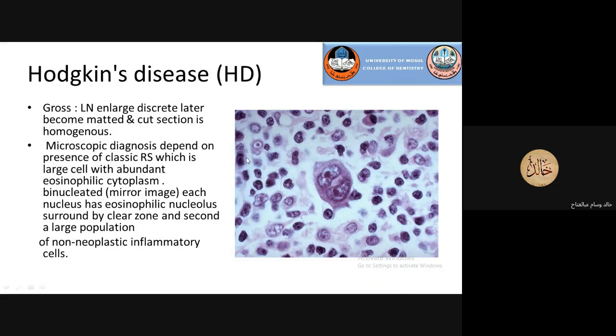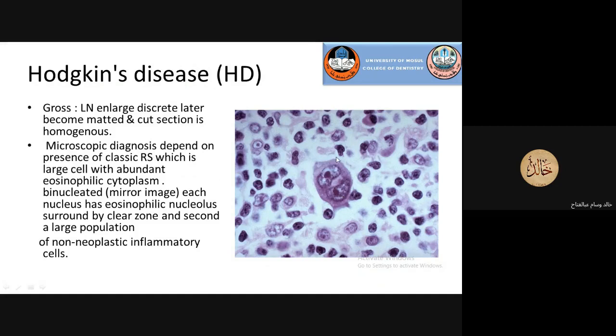Microscopically, as we said, to diagnose Hodgkin lymphoma, we have to have these type of cells which are called the Reed-Sternberg cells. So what are the Reed-Sternberg cells? The Reed-Sternberg cells are large cells with abundant eosinophilic cytoplasm. You can see it is a large cell in comparison with these lymphocytes and other cells. They are large. They have abundant eosinophilic cytoplasm.